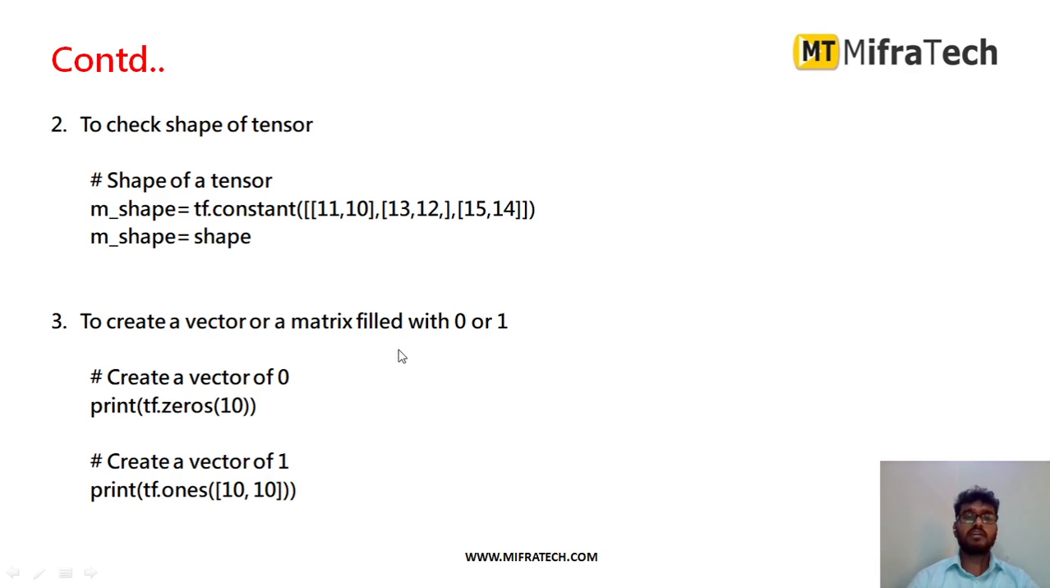We can create a vector or a matrix which is filled with 0s or 1s. Let's first see how to create a vector of 0s. To do that, we use the inbuilt function tf.zeros of 10, and I am going to get a tensor of 10 zeros. We can also create a vector of 1s. If I just print tf.ones of, it can create 10 rows and 10 columns of 1s.